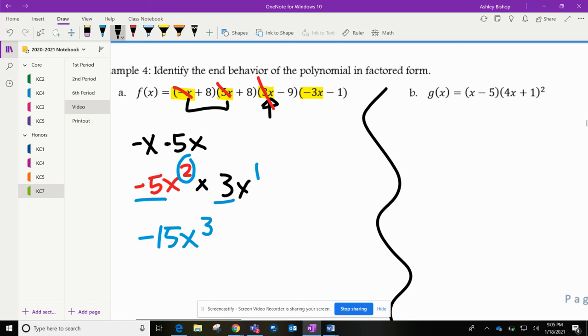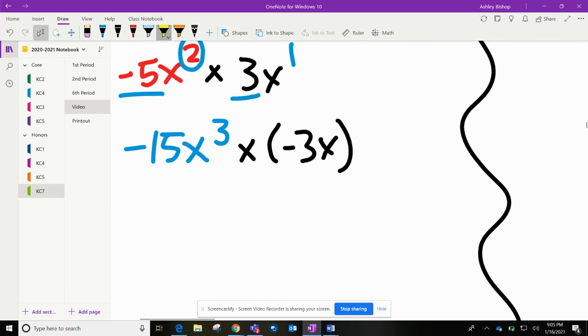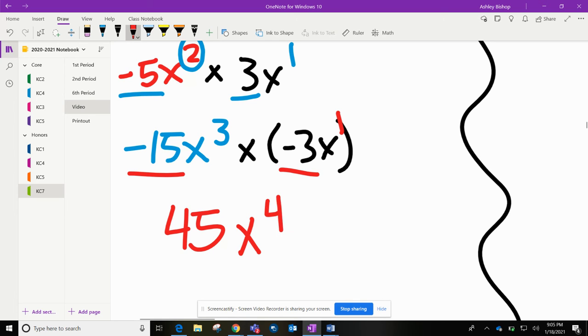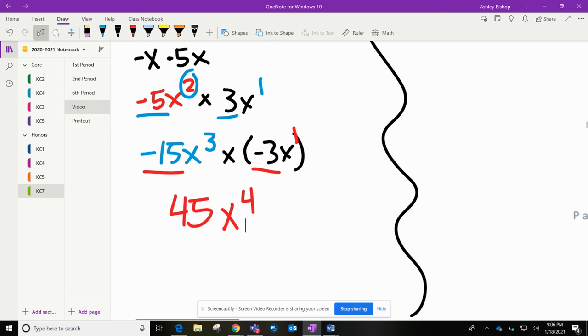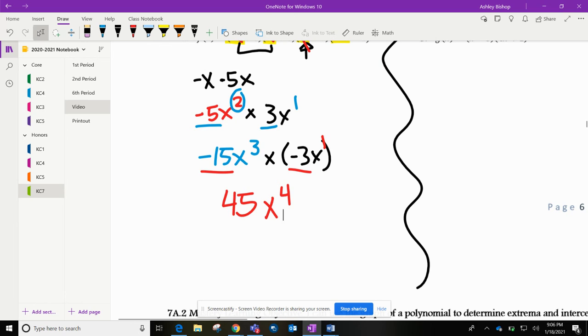Now I'm going to multiply it by this last thing here, which is negative 3x. Multiply the numbers first together. Negative 15 times negative 3 is positive 45. x, and then remember my exponent's going to go up again by 1. x to the third times x is x to the fourth. Now I know the leading coefficient is going to be this.